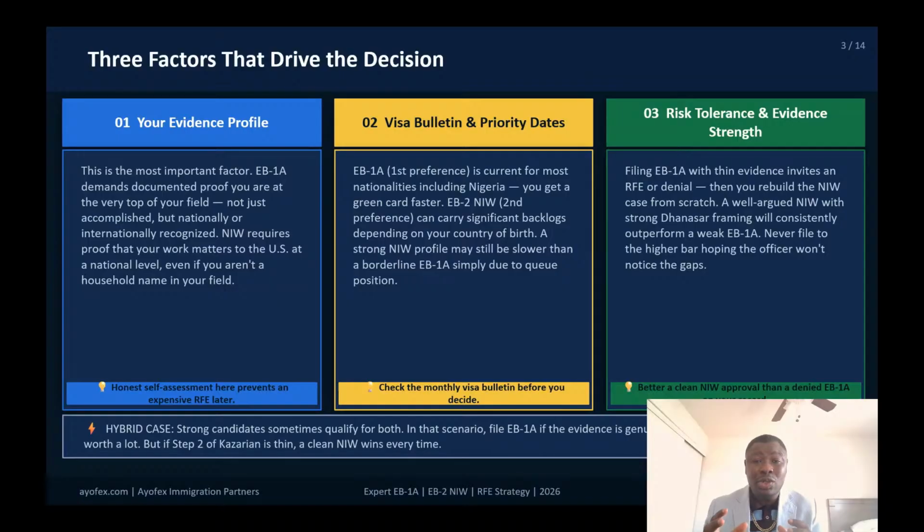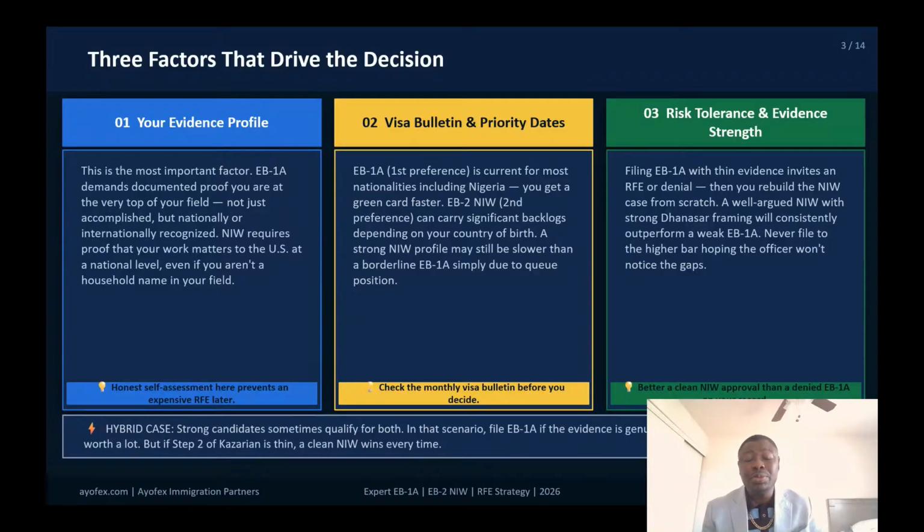And it also means that you can get a green card faster if you go for EB-1. EB-2 is a second preference immigrant visa, and sometimes it can carry significant backlogs depending on your country of birth. If you are from India, for example, there is a very long backlog in EB-2. If you are from China, there is a backlog for EB-2 as well. So a strong NIW profile may still be slower than a borderline EB-1 simply due to queue position.